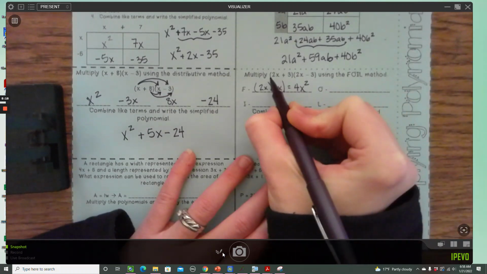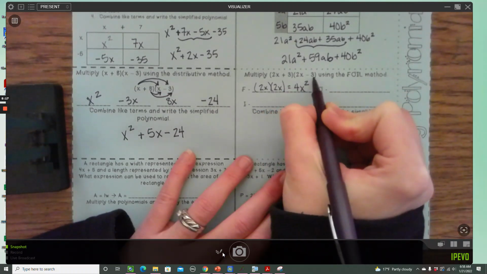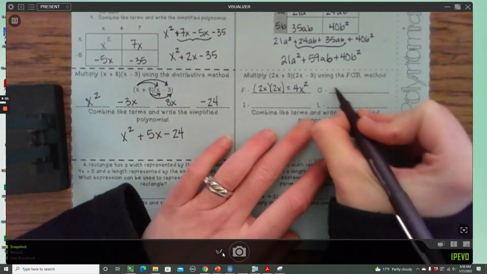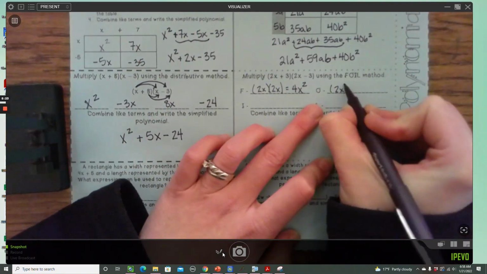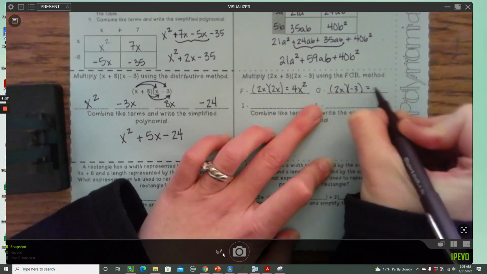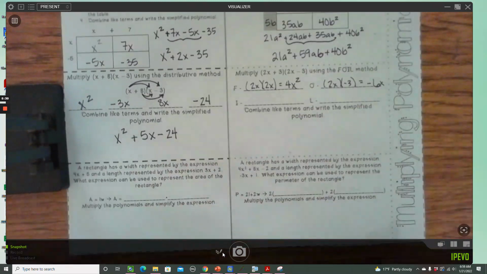The outside numbers would be the 2x and the negative 3. See how they're both on the outside when you've got them stacked up like this? So 2x times negative 3. So 2x times negative 3 gives me a negative 6x. And you may have seen the FOIL method if you did number sense and you're multiplying two-digit numbers together, you would use the FOIL method to do it in your head.